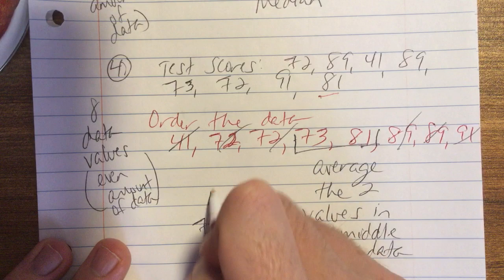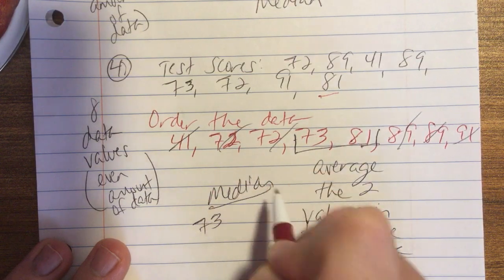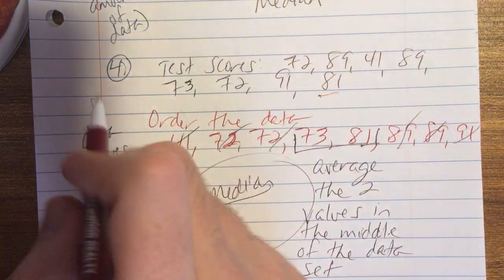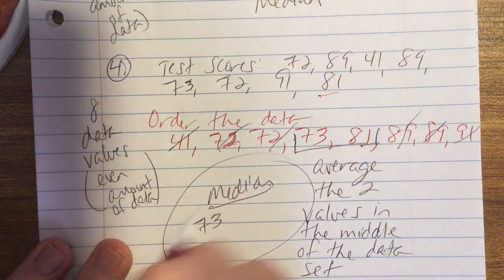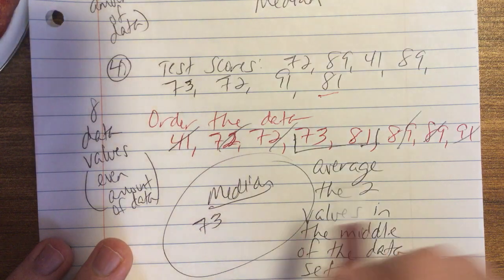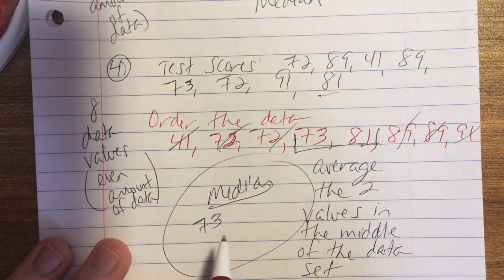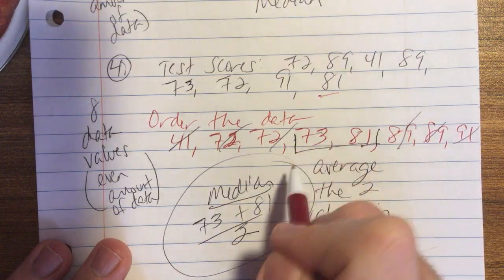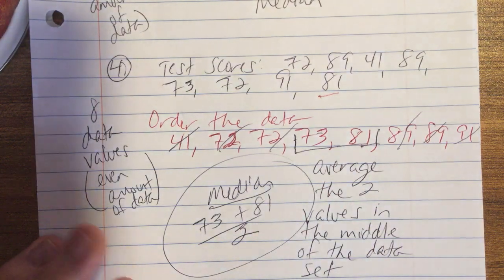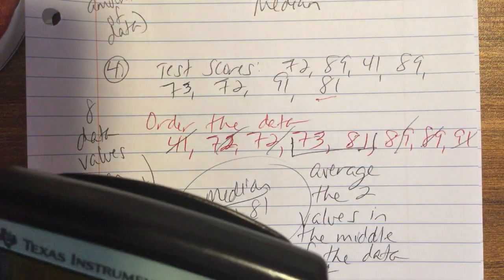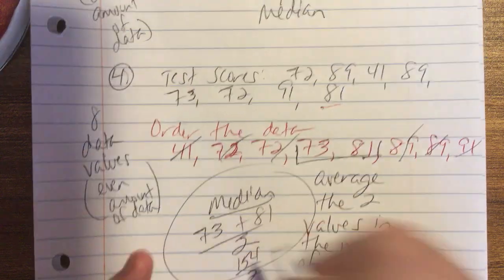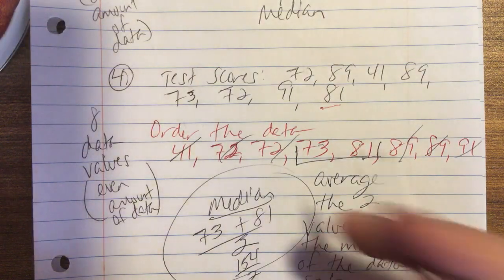I'm still trying to find the median. You might say to yourself, I only average when I have the mean, which is true, but when you have an ordered data set with an even number of data values, you're going to have to average those middle two values. So you're going to take the 73, add it to the 81, and then cut that in half since there's two values in the middle. 73 plus 81 is going to be 154. Cut that in half. 77 is your median.